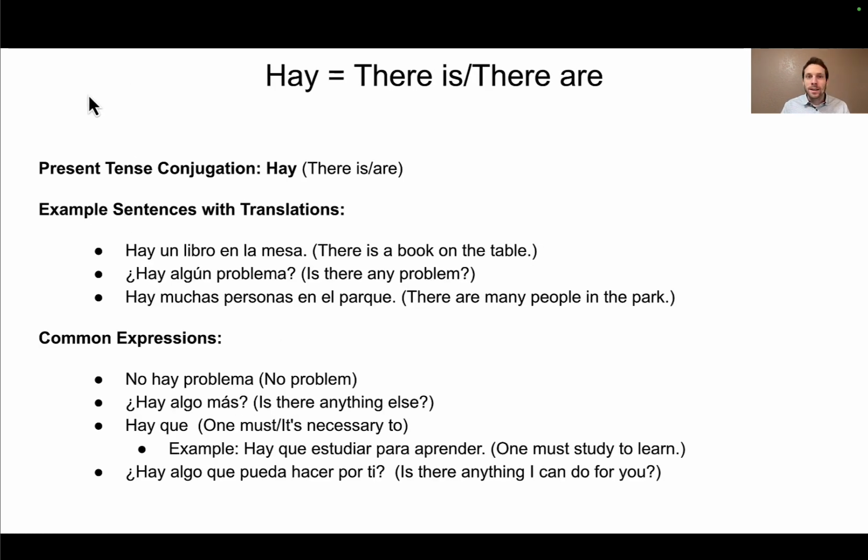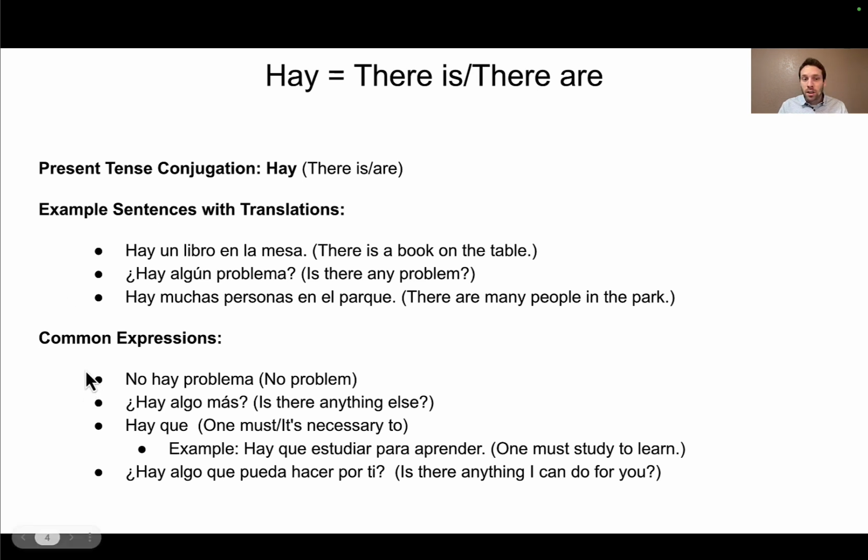Another very common verb is hay. Pronounced "I," not "hey." It's like "I can help you" to help you remember the pronunciation. And it's ways to say there is or there are, super common. So some example sentences: hay un libro en la mesa. There is a book on the table. ¿Hay algún problema? Hay muchas personas en el parque.